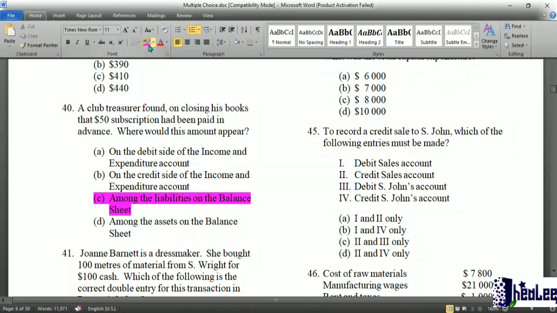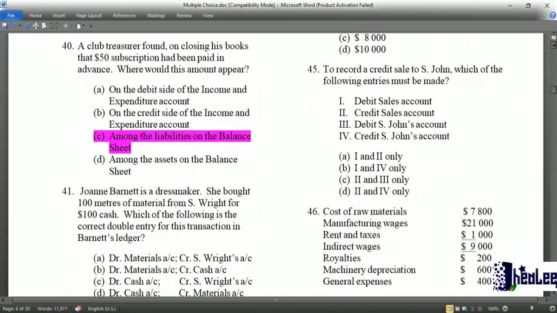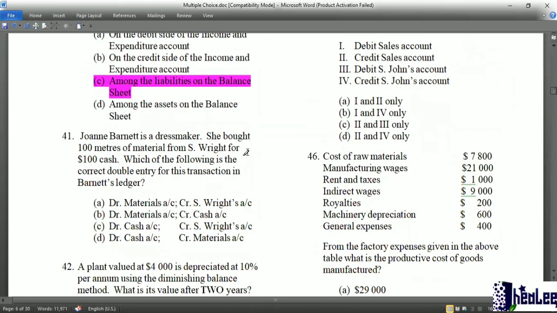Next question is number 41. Joanne Barnett is a dressmaker. She bought 100 meters of material from S. Wright for $100 cash. Which of the following is the correct double entry for this transaction in Barnett's ledger? So the material was purchased. So there's an increase in material, that would be a debit entry. And the payment was made. It was a cash transaction. The payment was made. So therefore, our response is debit material and credit cash account.